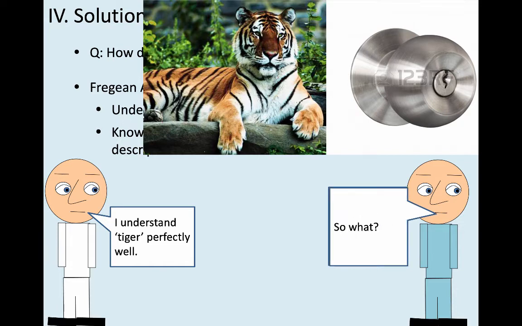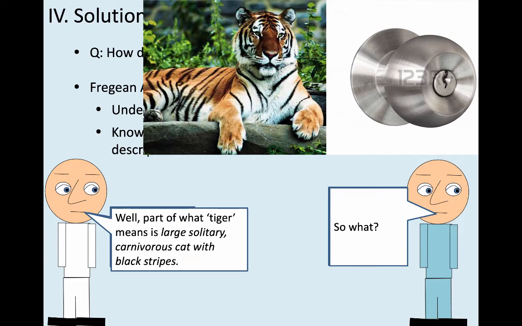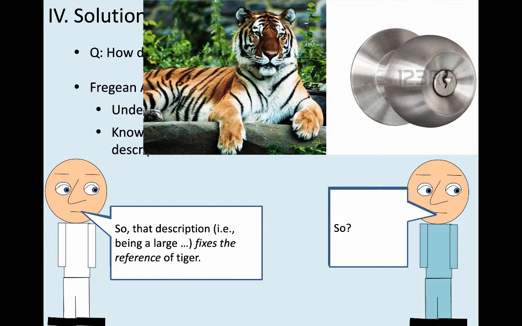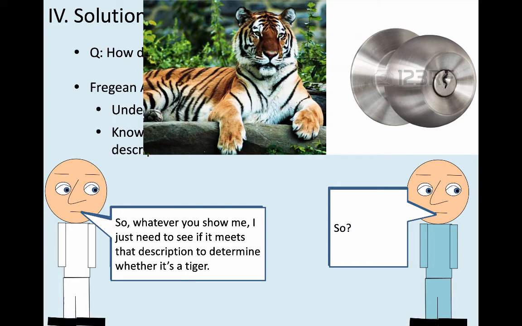And blue says, so what? And white over here says, well, part of what tiger means is large, solitary, carnivorous cat with black stripes. That's the sense of tiger. And blue says, so. And white responds, so the description, large, carnivorous, striped animal, and so on, fixes the reference of tiger. It's the sense of tiger. So whatever you show to me, I just need to see if it satisfies that description. If it does satisfy that description, then it's a tiger. This thing satisfies it, so it's a tiger. If it doesn't, then it's not. This thing doesn't, then it's not.